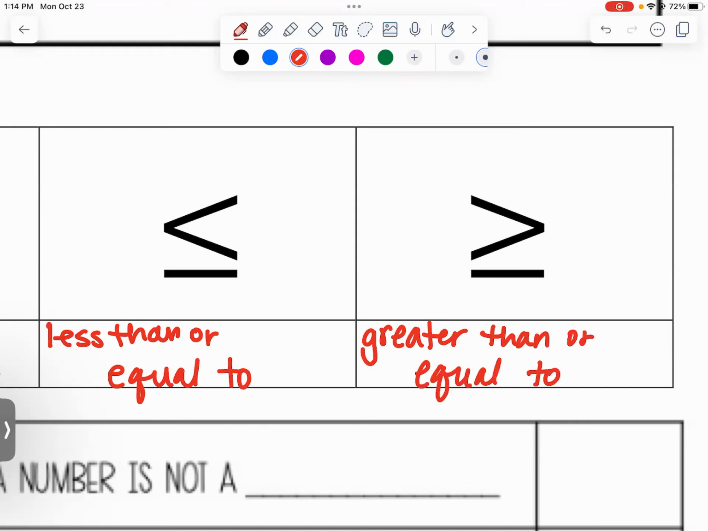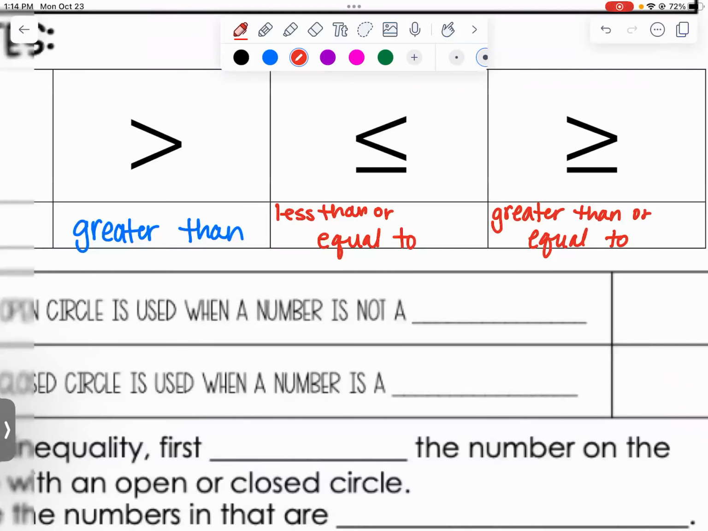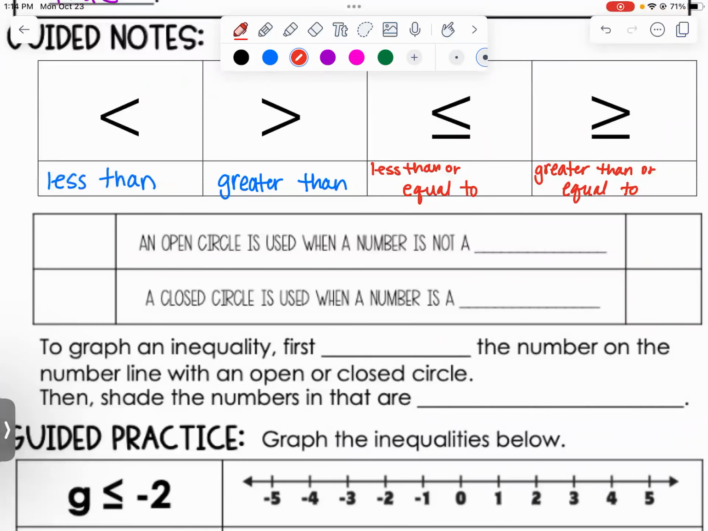Okay. This one is greater than or equal to. That line underneath means we have equality there. Now, we're going to focus today on representing those solutions in a graph. I'm going to give you a number line and you're going to graph your solutions. When you do that, it is going to look different if we're doing less than or greater than, or if we have that line underneath for the equal.